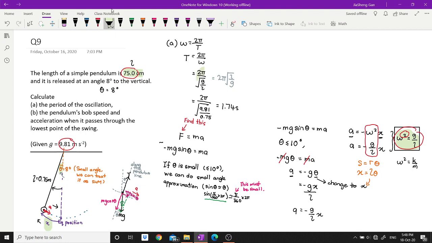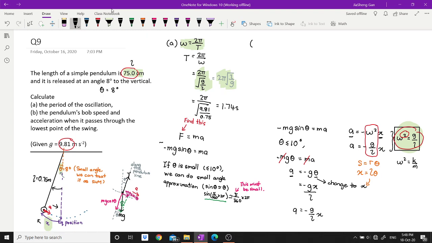These two are the same. It's just manipulating and arranging the equation. They are the same thing. But usually I prefer to remember just this one, and knowing this, I can combine them to get 2 pi divided by the square root of g over L. So that's the period of the oscillation.